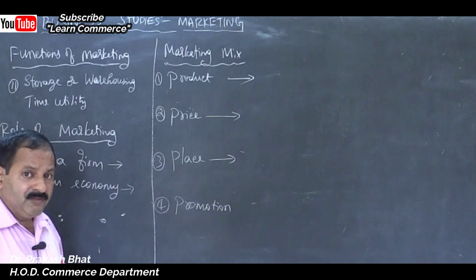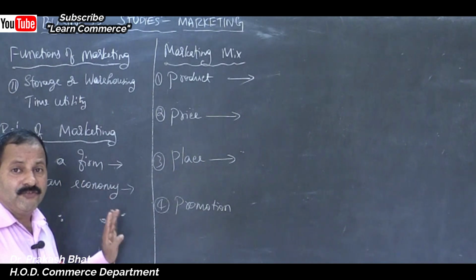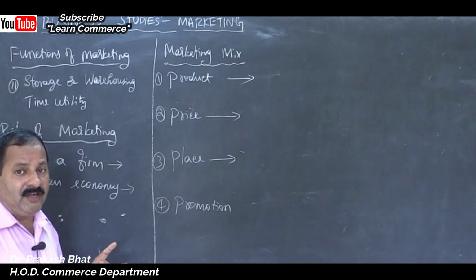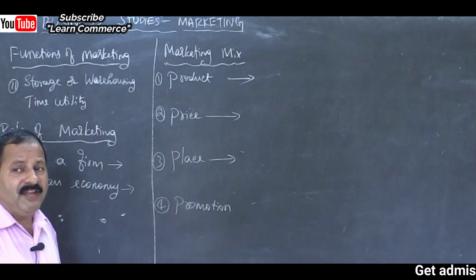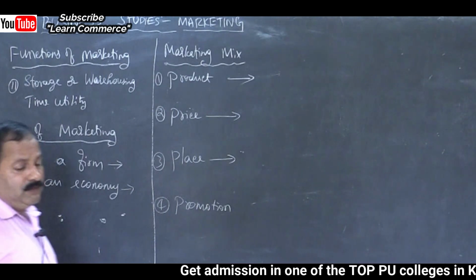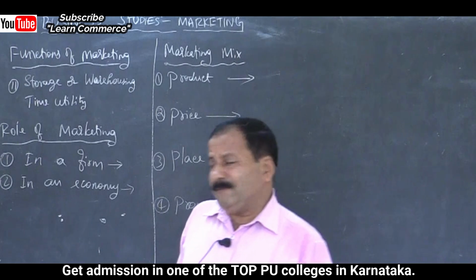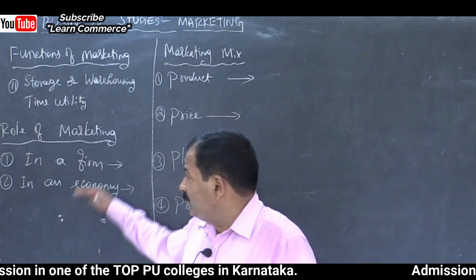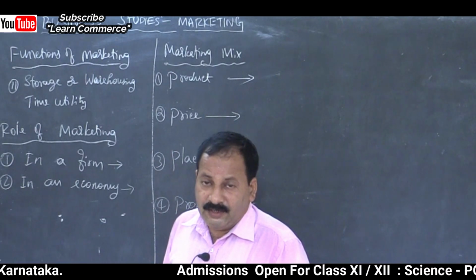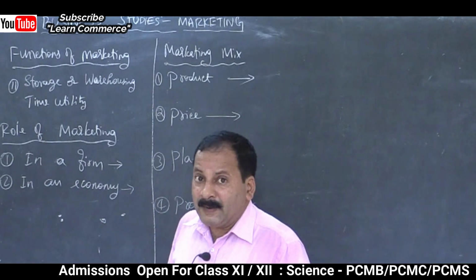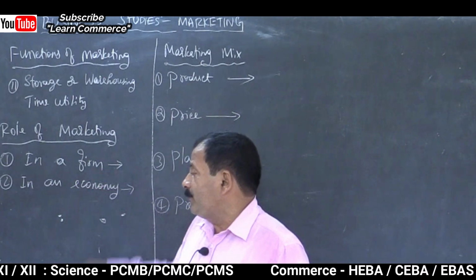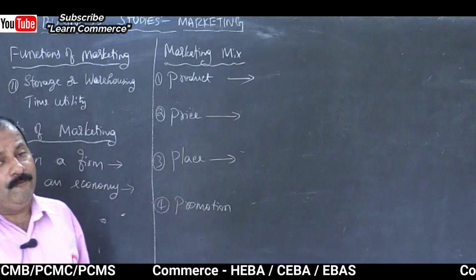But in the long run, they have to cover both fixed and variable costs, otherwise the firm cannot survive in the industry, and it has to be closed down. So that is the role of marketing in a firm. The role of marketing in a firm defines that the firm should earn a sufficient amount of profit in the long run at least. If the firm suffers loss in the short run, no problem, but it should cover all the expenses and earn sufficient profit in the long run, otherwise the firm has to vacate the industry.